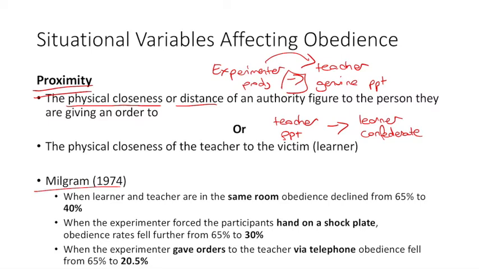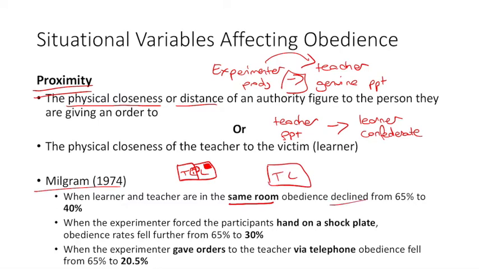In his original, you'll remember that the teacher and the learner were in adjacent rooms. Here we had our learner who was hooked up to the shock generator, and our teacher in here sitting at a desk with the shock generator, supposedly inflicting pain on the learner. So they're in a different room. But what happens when we alter this? What happens when we put the teacher and the learner in the same room?